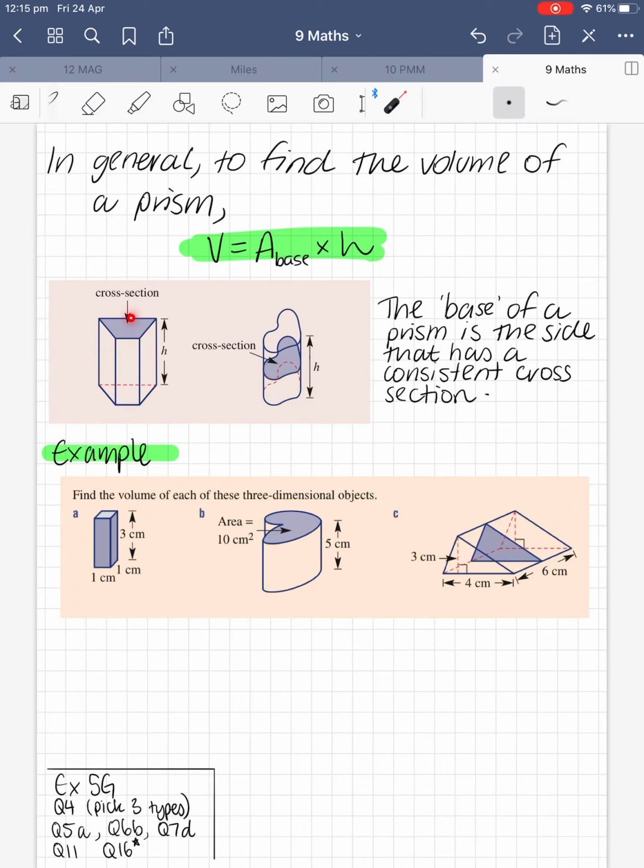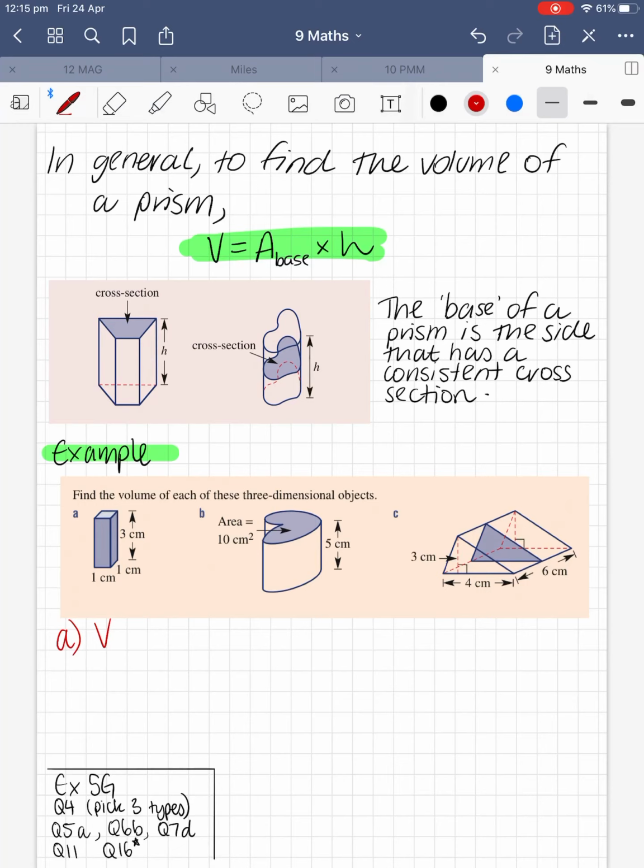So if we know the area of the base, the area of this trapezium, which you know how to calculate from last term, or the area of this love heart, you just multiply that by the height of the object, and that's going to give you the volume. So we have 3 examples here now that we're going to do. We're going to calculate the base and multiply it by the height of the prism. So let's get started with A.